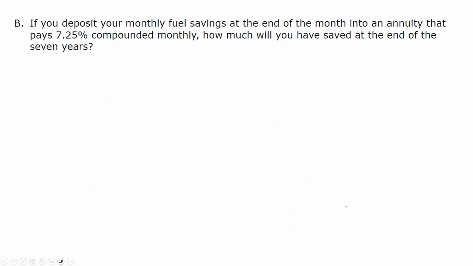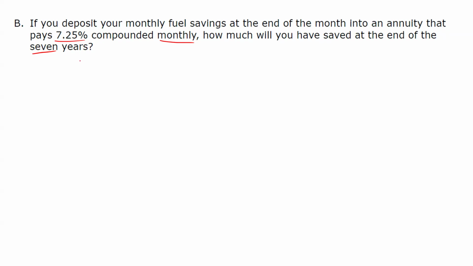Part B says if we deposit our monthly fuel savings at the end of the month into an annuity that pays 7.25% compounded monthly, how much will you have saved at the end of 7 years? So our annuity is 7.25% compounded monthly, and we want to know how much we would have saved at the end of 7 years.